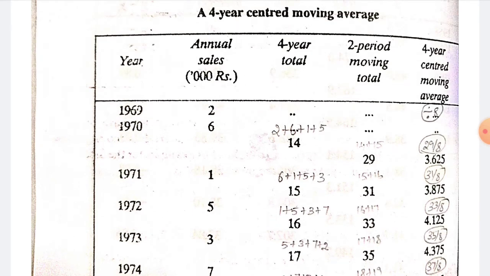For a 3-yearly moving average, you add 3 years' values and then divide by 3; that is enough. But in the 4-yearly moving average you have to add 4 years. Afterwards you find the 2-period moving total, that is, add 2 of the 4-year totals, and then finally to find the 4-yearly centered moving average you divide it by 8, and we get the value 3.625.